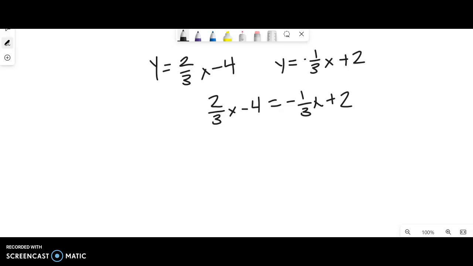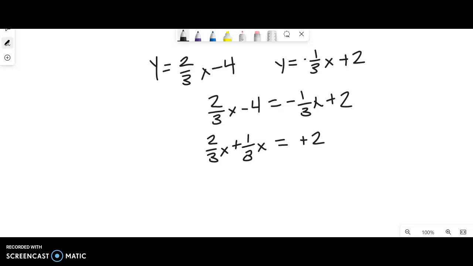Okay, same thing as before, we look and see which side has the most x's. On one side I have 2/3 x, on the other side I have negative 1/3 x. So I'm going to leave the 2/3 x on the left side. I'm going to move the negative 1/3 x over. It's going to be positive 1/3 x.